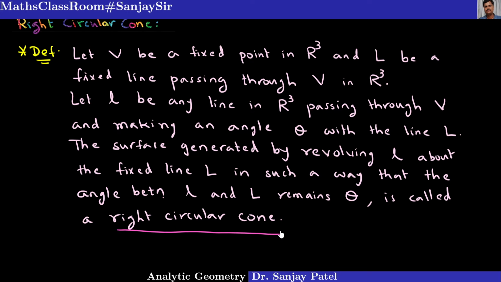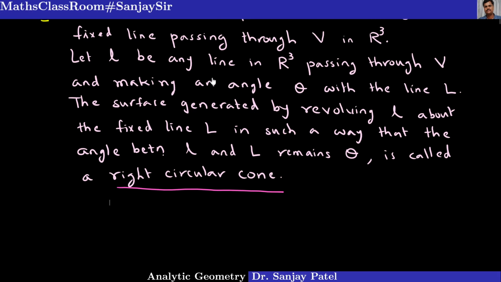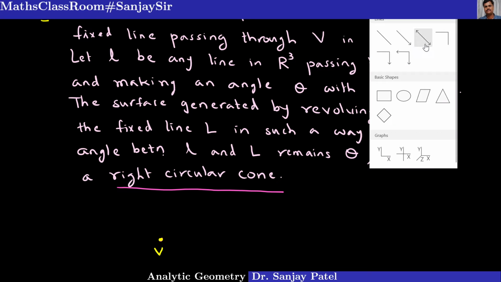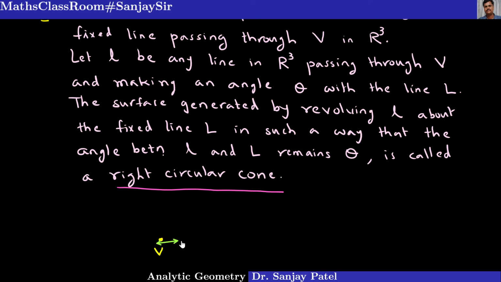Let us understand what this means. We take a fixed point V in R3 first. Say this is a fixed point. Take a fixed line passing through this fixed point. So let me take a line passing through this point V. This is my fixed line capital L.